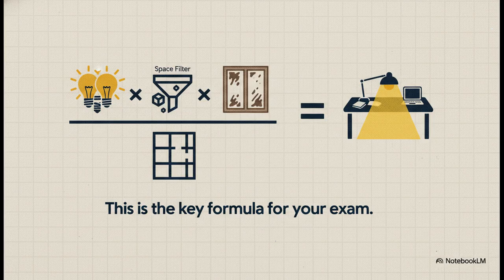Your final brightness, the illuminance, is just the total raw power from your lamps, your lumens, first pass through the space filter, so you multiply by CU, then pass through the time and grime filter, so you multiply by LLF, and then you just spread all that useful light out over the area of the room.